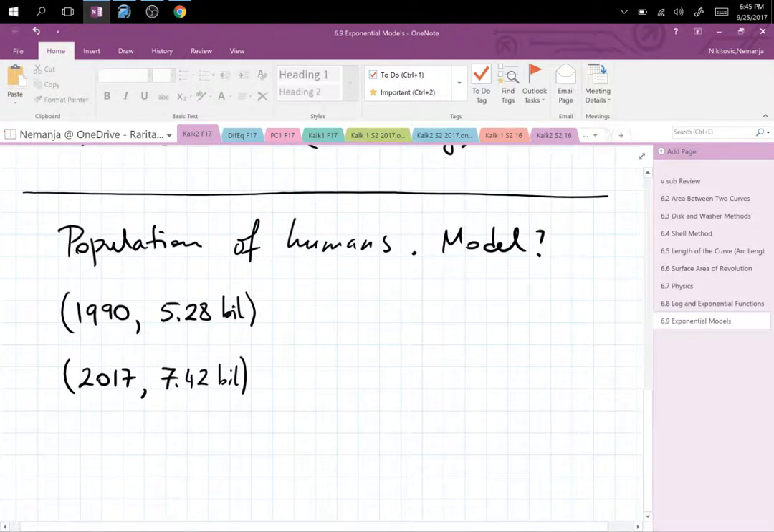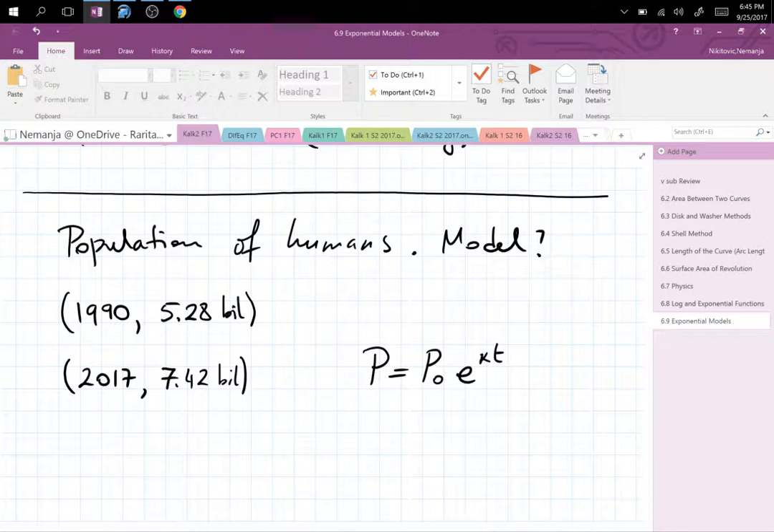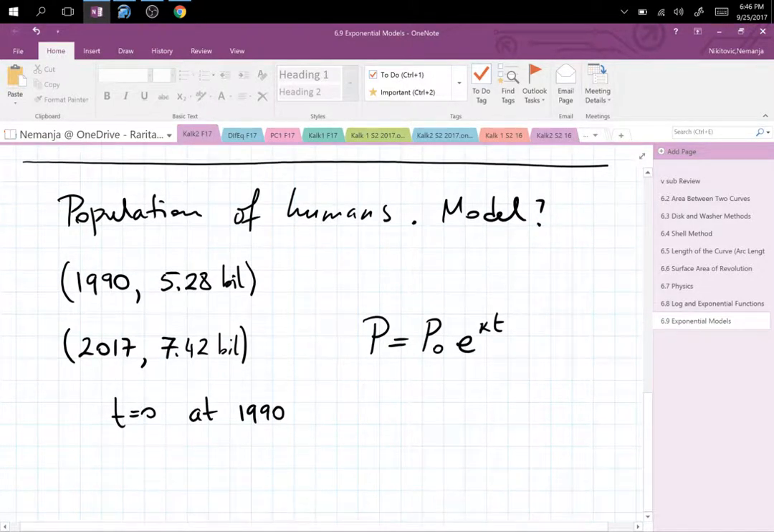So we are going to use this information along with our population model. k would be the rate of growth of population. I am going to set t equals 0 at 1990, which will tell me that t is equal to 27 at 2017. And the reason why I'm zeroing out is to have easier calculations.